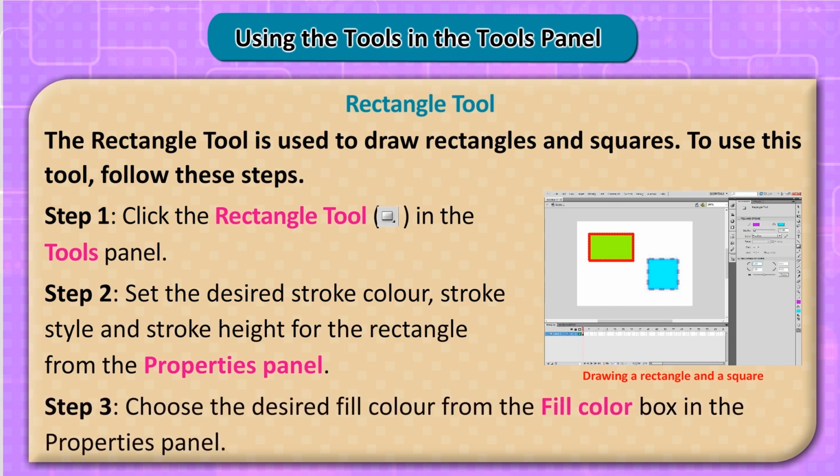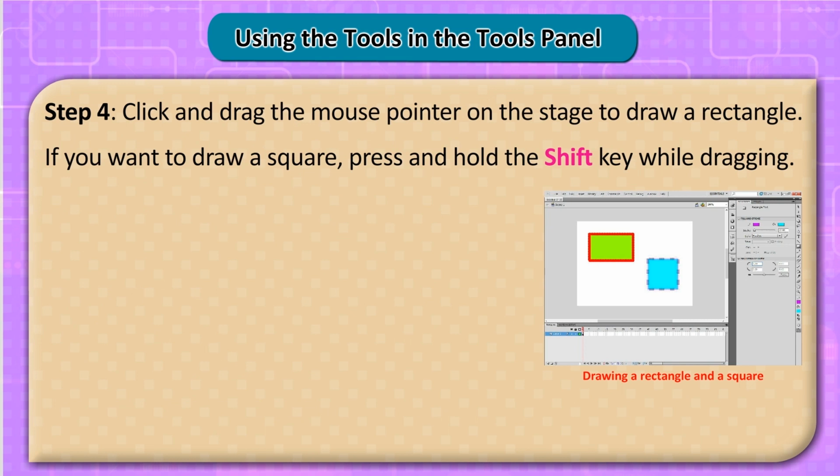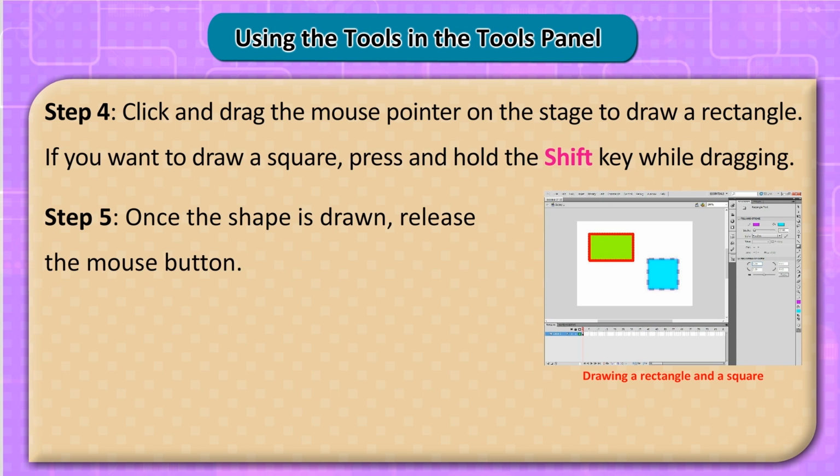Step 3. Choose the desired fill color from the Fill Color box in the Properties panel. Step 4. Click and drag the mouse pointer on the stage to draw a rectangle. If you want to draw a square, press and hold the Shift key while dragging. Step 5. Once the shape is drawn, release the mouse button.